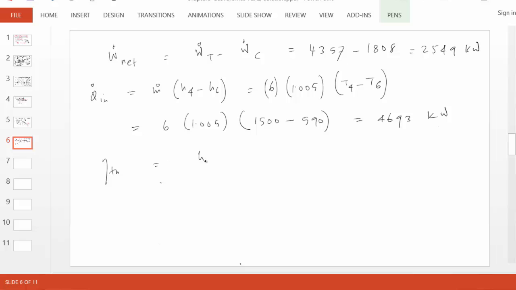So therefore the thermal efficiency is calculated. It is W dot net, what we get, divided by what we pay for, Q dot in, and that turns out to be 0.543. But typically thermal efficiency is given in percent terms, 54.3%.